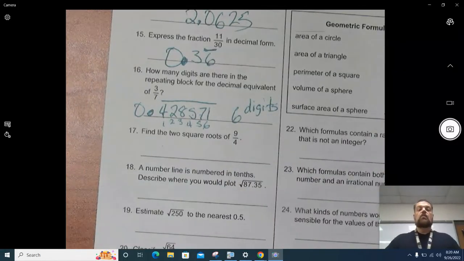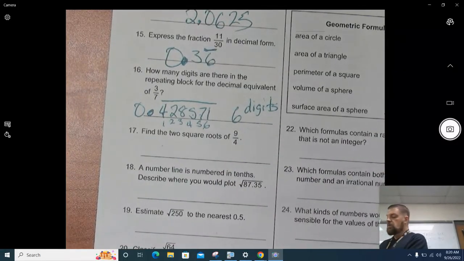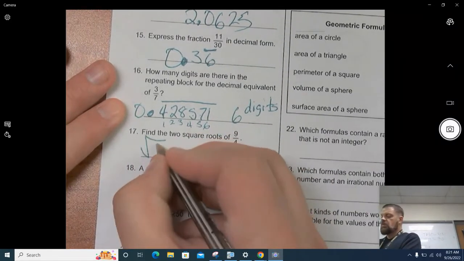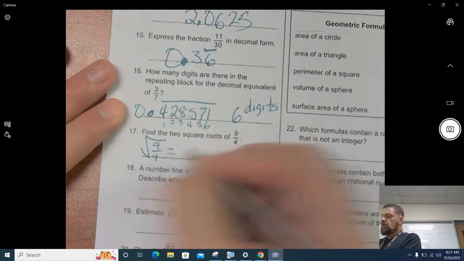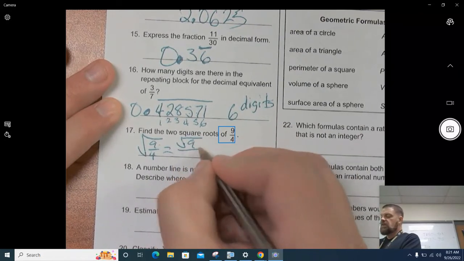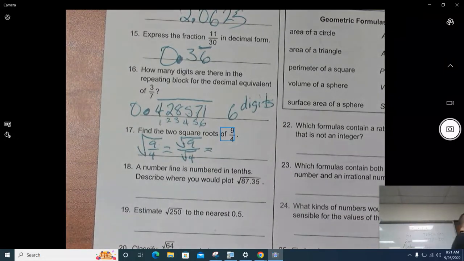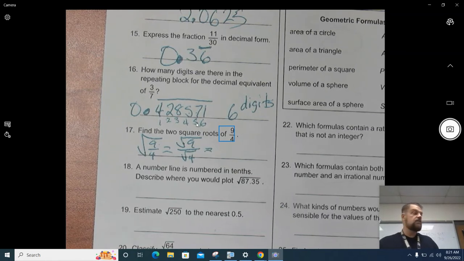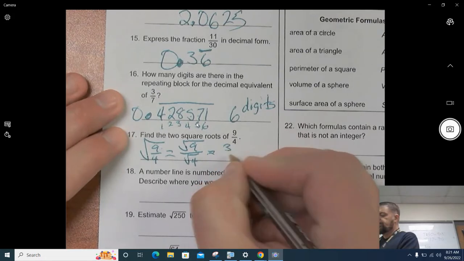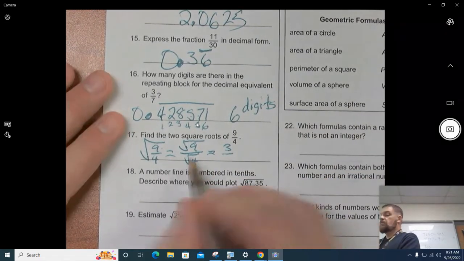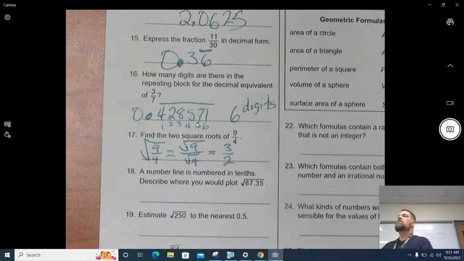Find the square roots. So what they're saying is, what's the square root of 9 over 4? So then we could rewrite that as the square root of 9 over the square root of 4. What's the square root of 9? So 3. So the square root of 9 is 3. And then what's the square root of 4? 2. Am I done? No. Why?